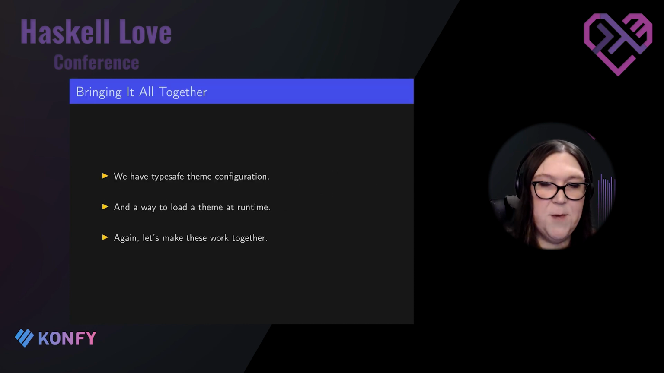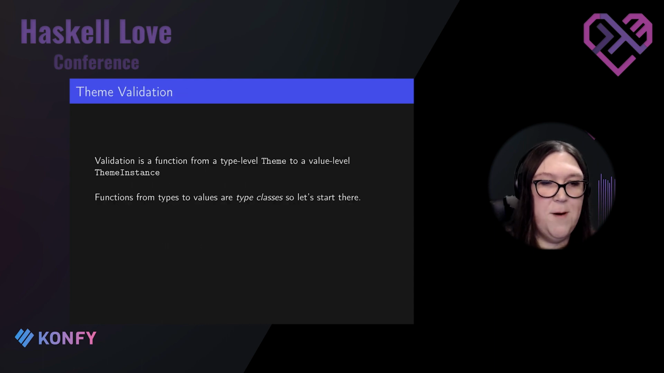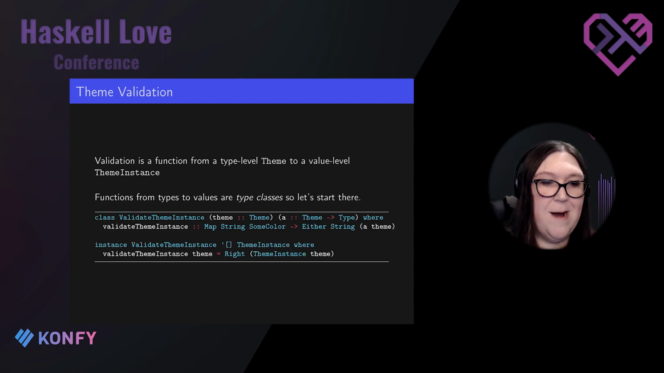But we'd like to use this with the existing type level code that we have. So how can we make that work? Well, we know that theme instance is some value level thing, but we need to provide a type level theme to make one. And so what we're actually going to do is work not starting from our runtime value, but starting from our theme. We're going to step through our theme, and for each color in our theme, we're going to validate that it exists in the runtime value that we are passing in.